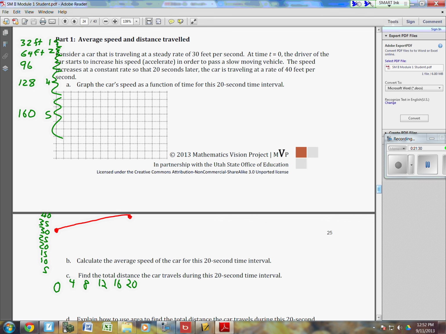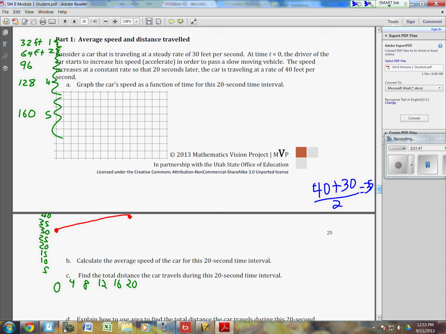We went 40 plus 30 divided by 2. We took the starting speed and the ending speed, we added them together, we averaged them. And what did we get? So the average speed of this car was 35 feet per second, right?